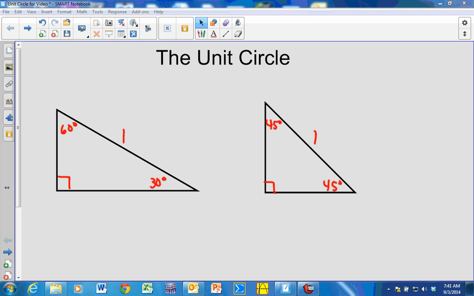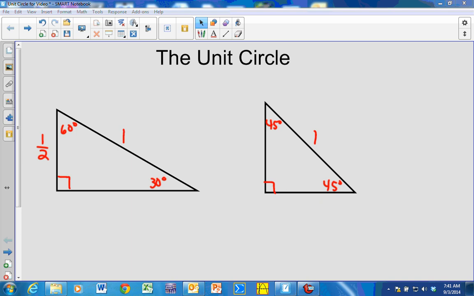So we've reviewed already, and you had this in geometry, how to do the relationship on the sides of 30, 60, 90, and 45, 45, 90. In a 30, 60, 90 triangle, we know that the short leg, which is the one opposite 30 degrees, is always half the length of the hypotenuse. So I let the hypotenuse length be 1, so therefore that side has to be a half.